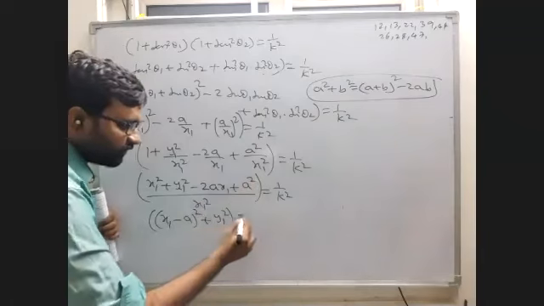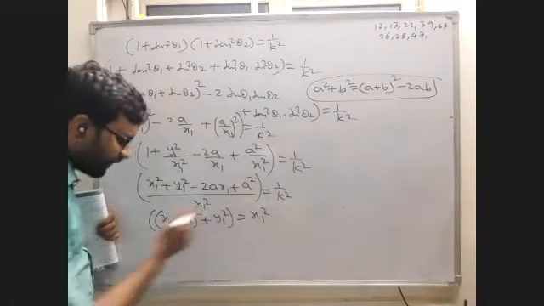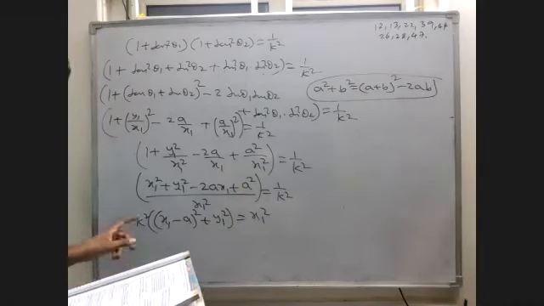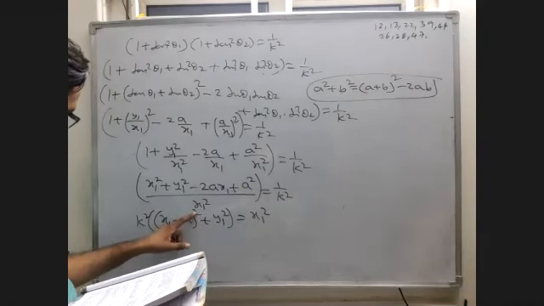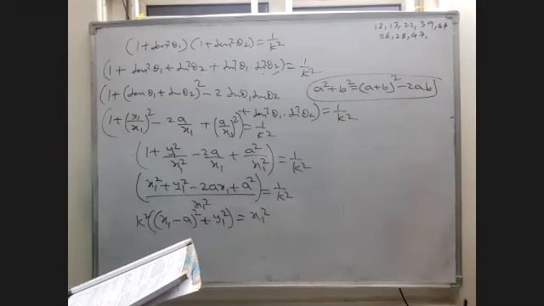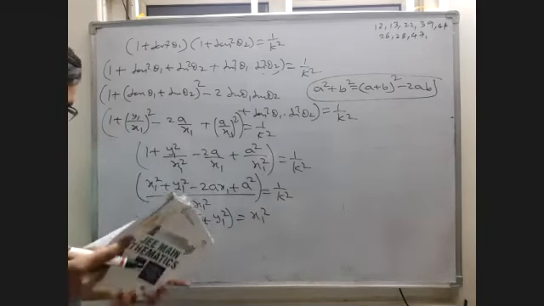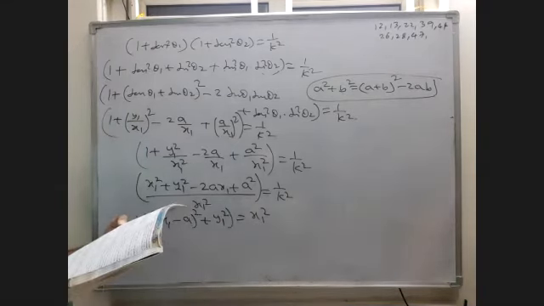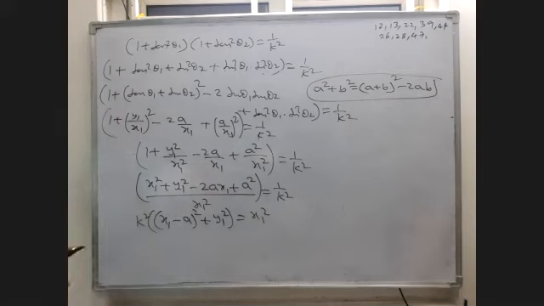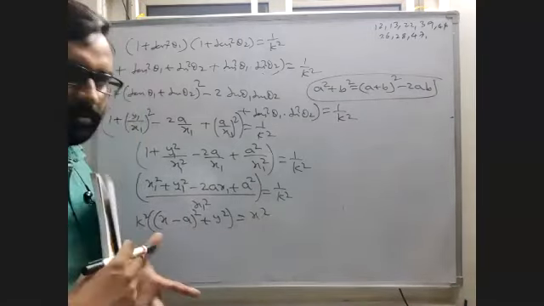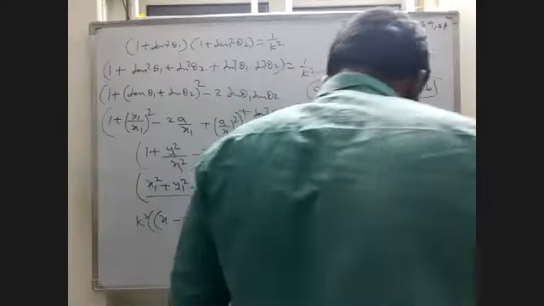x1 square I am taking that side, and k square I am taking this side. So k square into x1 minus a whole square plus y square is equal to x1 square, that is option number 1. Check one. Yes, 26, option one. So this is the locus, that is question number 26.